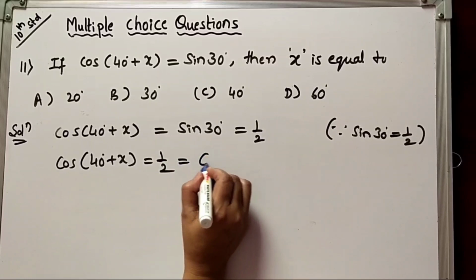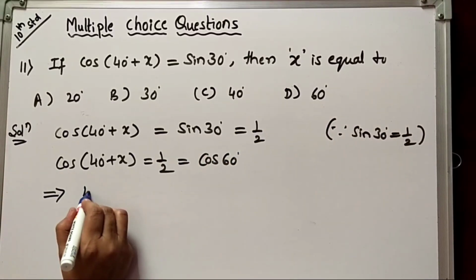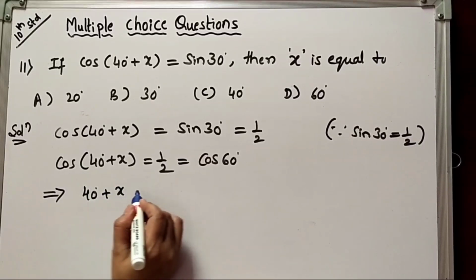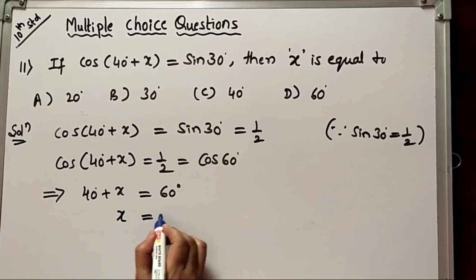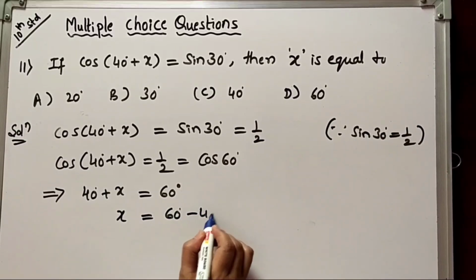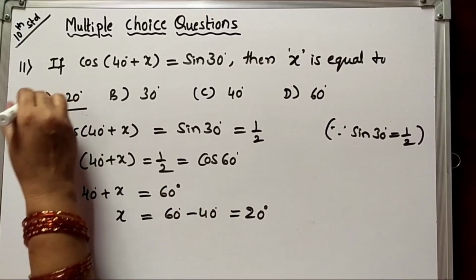It is cos 60 degrees. So this implies 40 plus x is equal to 60 degrees. I am sending 40 to the RHS, so 60 minus 40 is equal to 20 degrees. So the answer is A.